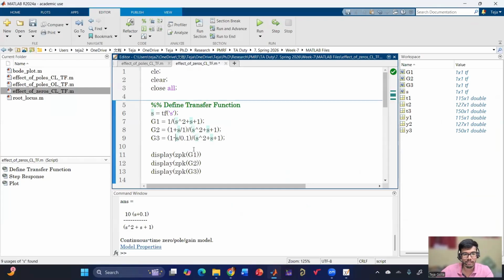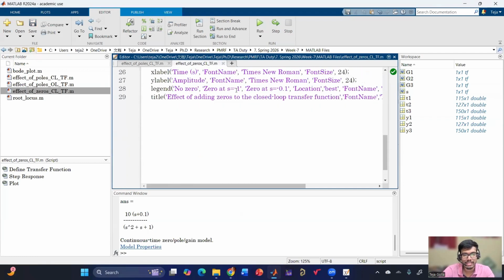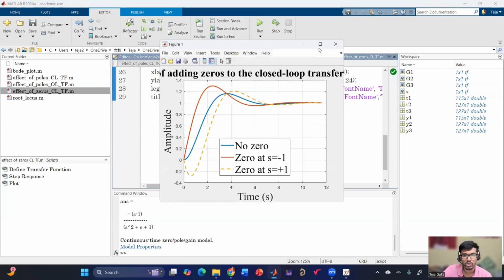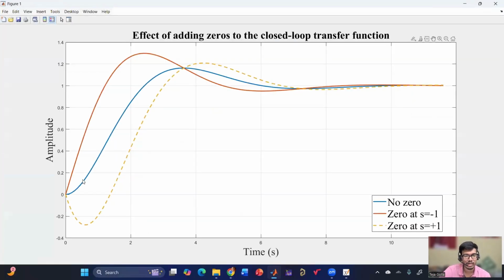So I'll consider one RHP and one LHP. Let us change the legend also. The second one is S equal to 1. The third one is S equal to, sorry, S equal to 1 plus 1. Let us see what will be the difference in the effect. It is clear that the blue one is the original transfer function that we have.